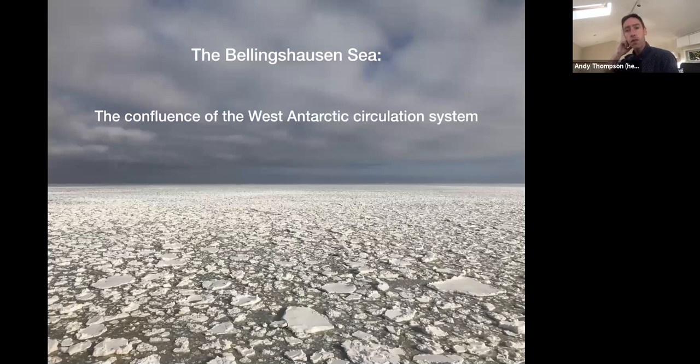Okay, so I'm going to focus in this talk on the region we refer to as the Bellingshausen Sea. It's partially because this is the region that we've been doing some work in the last couple of years, so it's an area that I've thought about a lot. But I'd also argue that it has quite an important role in setting the larger scale circulation of West Antarctica. And it's also a region where we have spent less time making observations compared to other regions like the West Antarctic Peninsula and the Amundsen Sea.